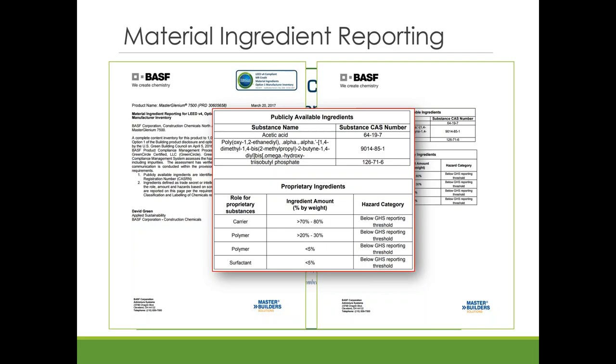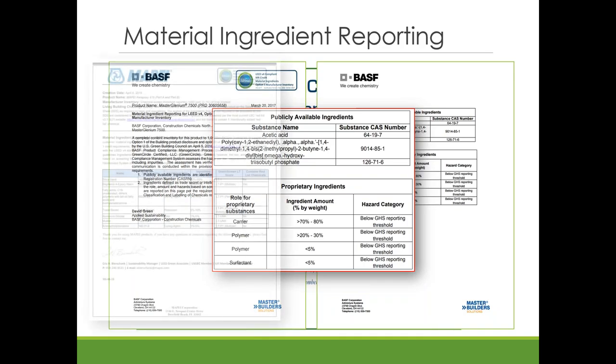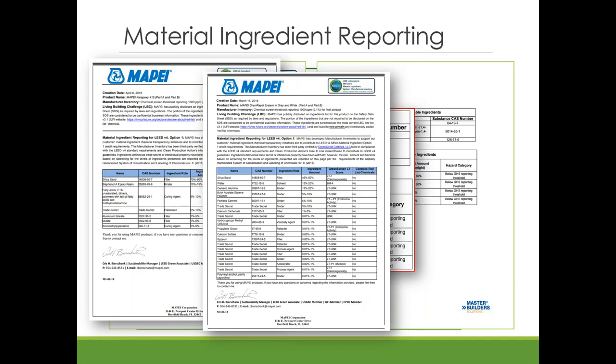This is another example of what these can look like. The one thing that is important to note is that HPDs have a standard format, and Declare has a standard format. For manufacturers' inventories, there's really no clear defined standard format. You just have to make sure you're listing the information. So you can see that BASF has done things a little differently, whereas MAPEI, which is another company we've certified, has provided some additional information.